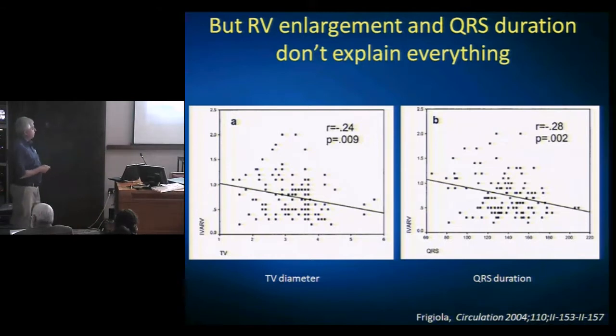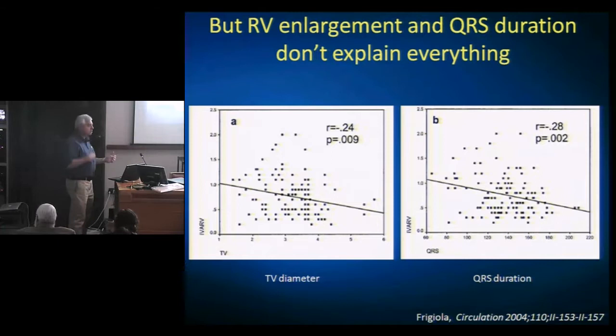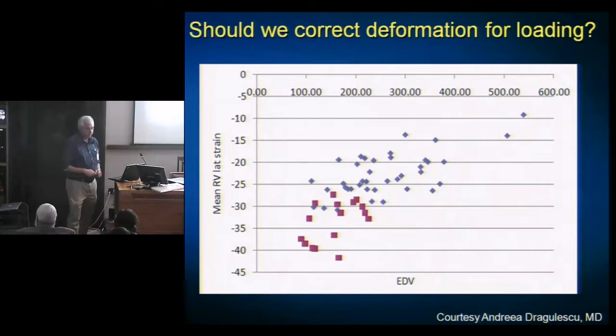Now, I said to you that QRS duration is important. I talked about pulmonary regurgitation and ventricular enlargement. But if you look at the scatter plots from that same article, you can see that it doesn't explain everything. And in fact, the correlation over here is quite weak. So we're studying these things and we're bringing them up time and time again, but we haven't explained everything. One of the things I told you yesterday, and I'll come back to in the next talk when we talk about truncus and aortic insufficiency, is should we be correcting deformation for loading? Because as these ventricles enlarge, I showed you yesterday, strain will naturally go down because you need less deformation to produce a stroke volume.